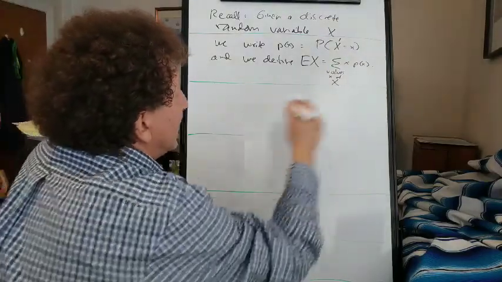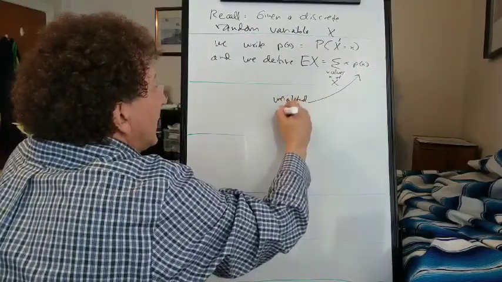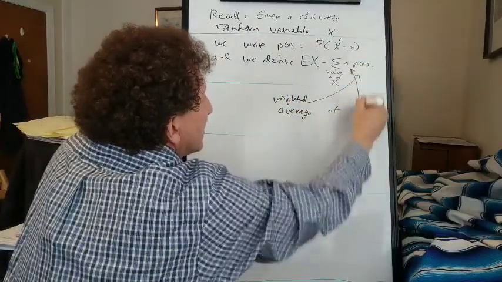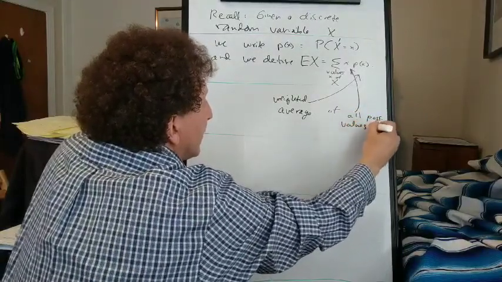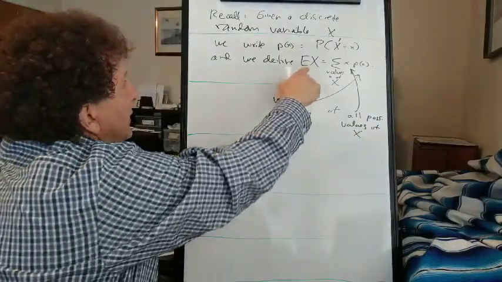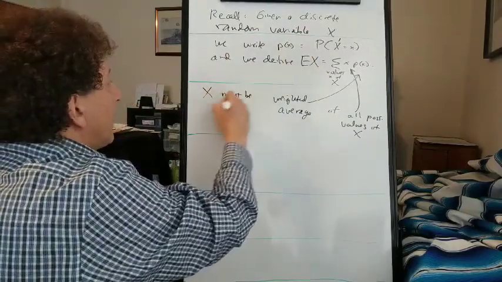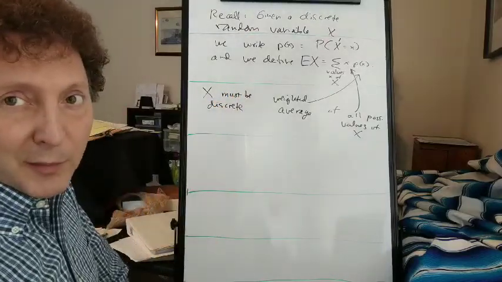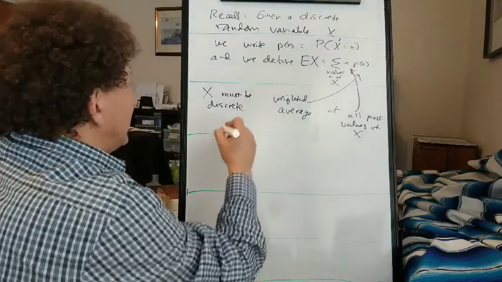So this is a weighted average of all possible values of capital X. And we need capital X to be a discrete random variable. Discrete meaning it takes only finitely many different values, or possibly countably infinitely many values.